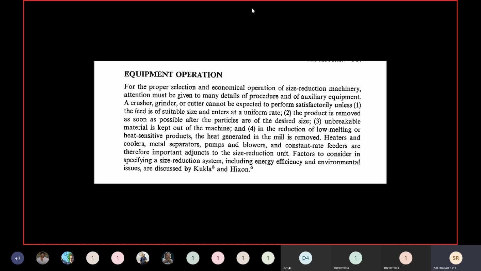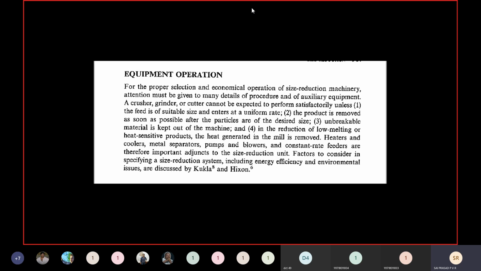So when you want to have this kind of thing, you should have external blowers also. Then constant feeders are your conveying system. So we require them for satisfactory functioning of our size reduction equipment. Factors to be considered in specifying a size reduction equipment include the energy efficiency and the environmental issues.